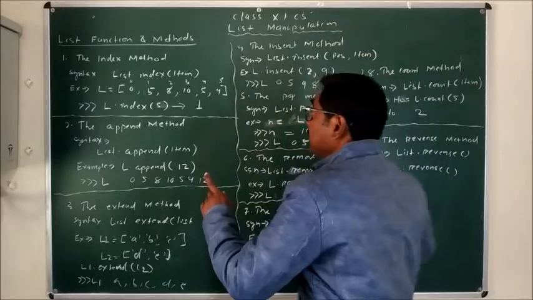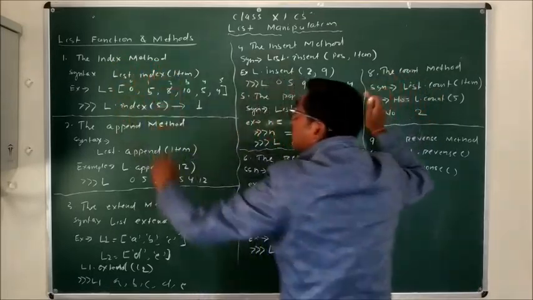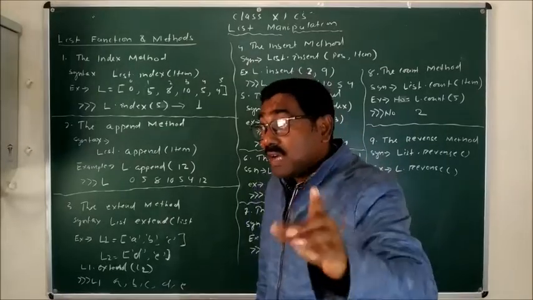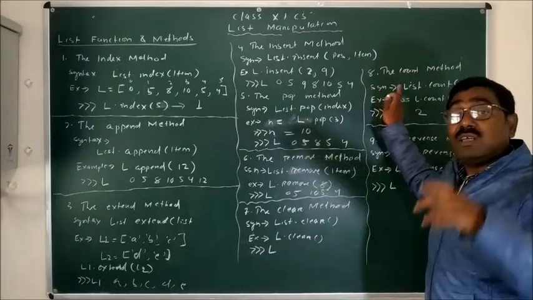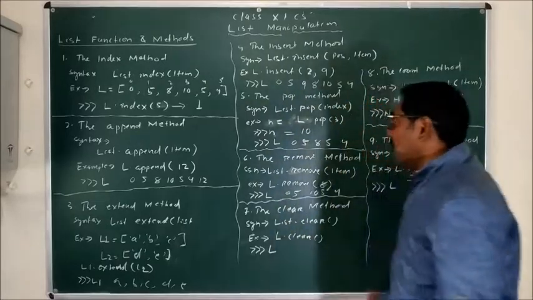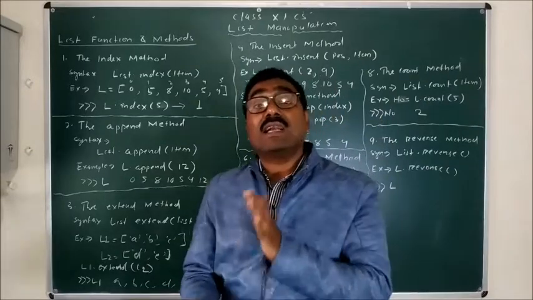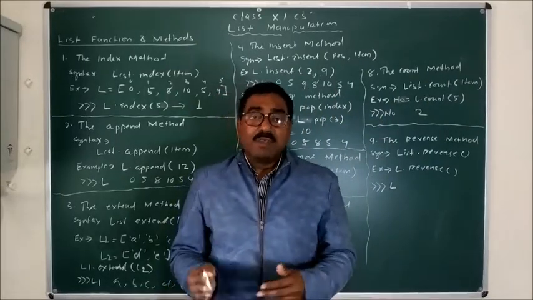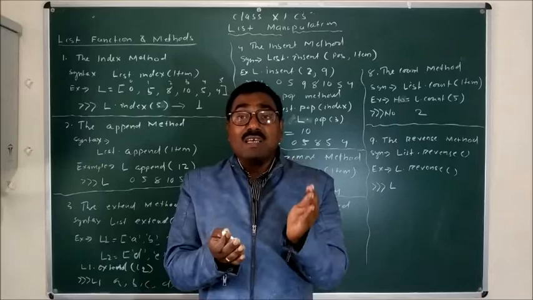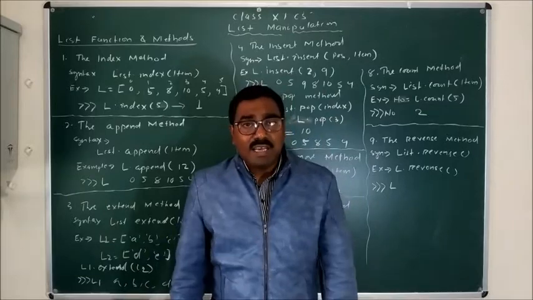There is a difference between index and count. Don't get confused between the index method and the count method. The index method is used to return the index of the first occurrence of the value, whereas the count method is used to count the number of occurrences of a particular value in a list. Then the last method, that is the reverse method, is used to reverse a list. That means the original list will be reversed. The first element comes to the last position, the last element comes to the first position, and likewise all the elements are rearranged.